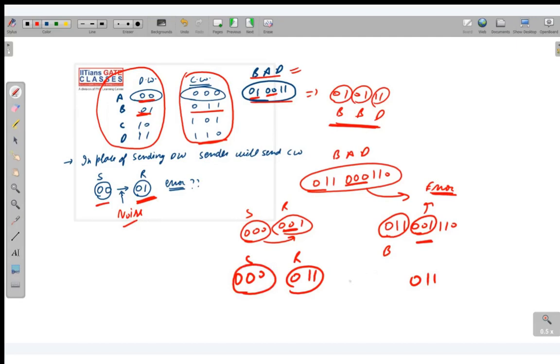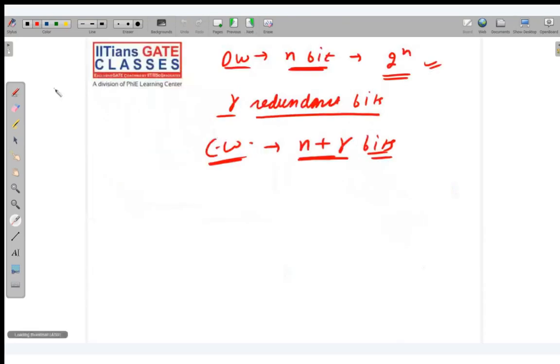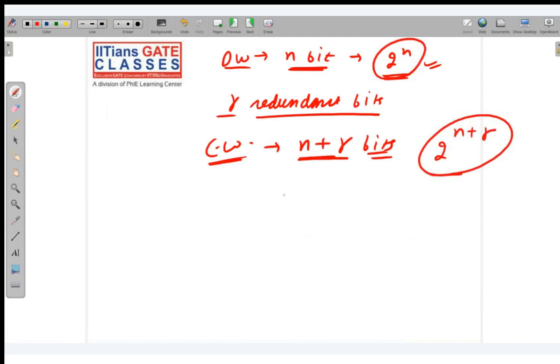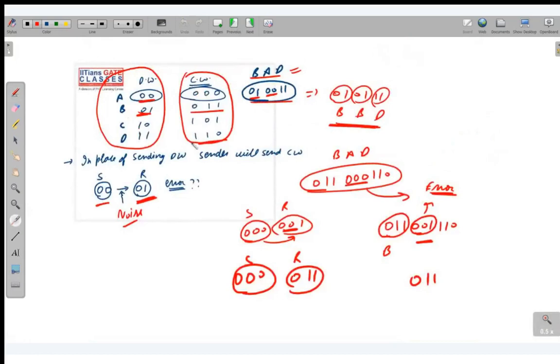The only thing is, when will an error be detected? When it is an invalid code word. So how many invalid code words will there be? Let me give you that idea also. The code word is of n plus r bits, so total combinations for code words will be 2 power n plus r. But from 2 power n plus r, only 2 power n will be valid, because there is a one-to-one correspondence between data words and code words. The number of data words is 2 power n, so the number of valid code words is also 2 power n. The rest will be invalid.